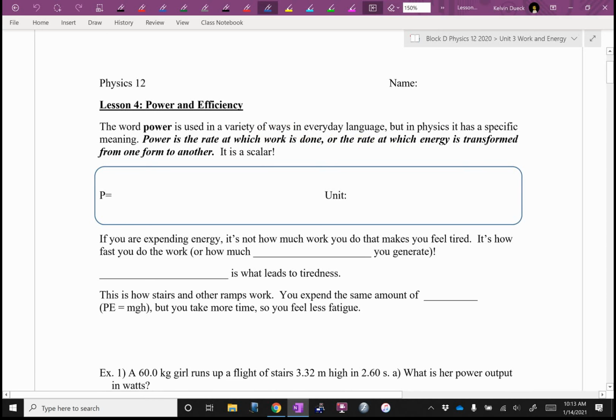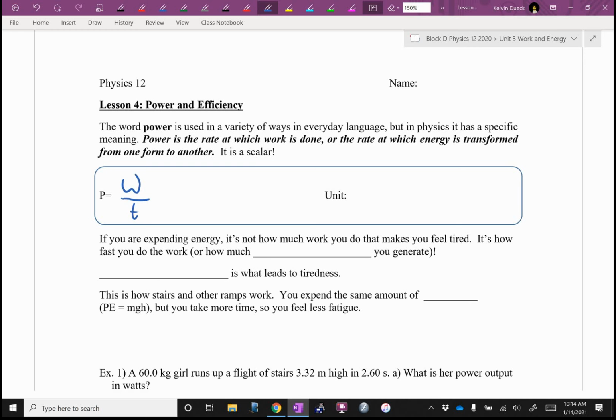Power. The word power is used in a variety of ways in everyday language, but in physics it has a very specific meaning. Power is the rate at which work is done. In other words, power is work divided by time. It's how fast you're transforming energy from one form to another. If you're doing it faster, you're generating more power. Same amount of work.